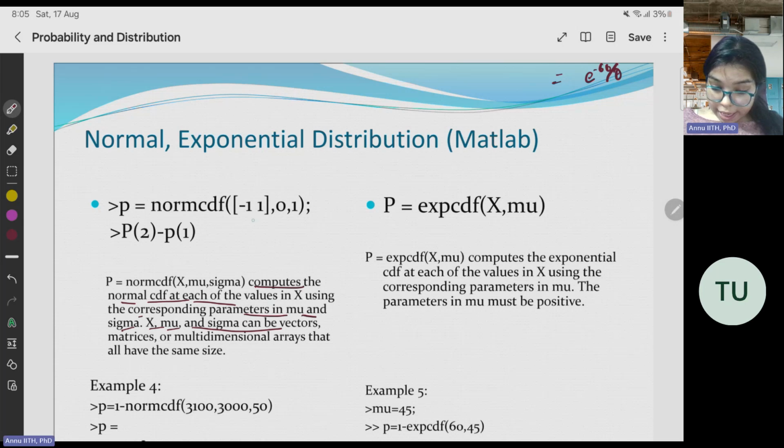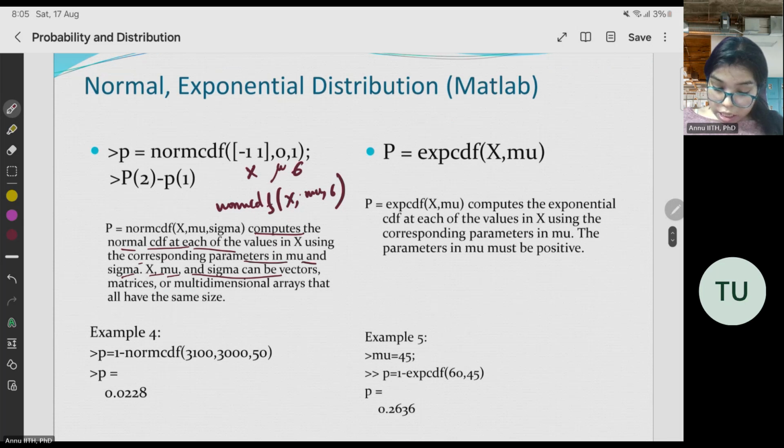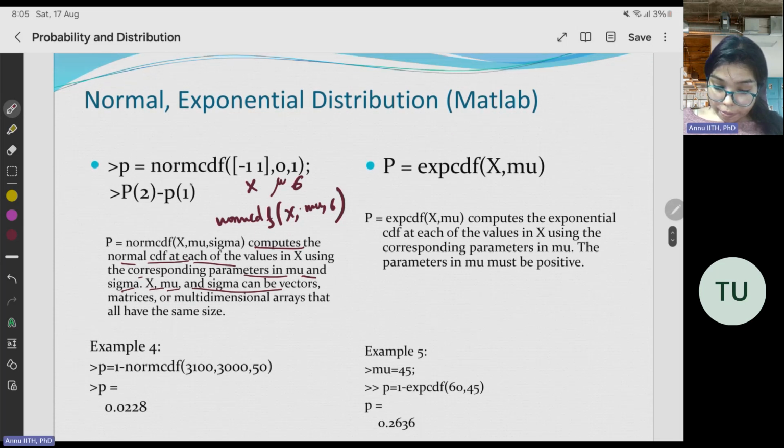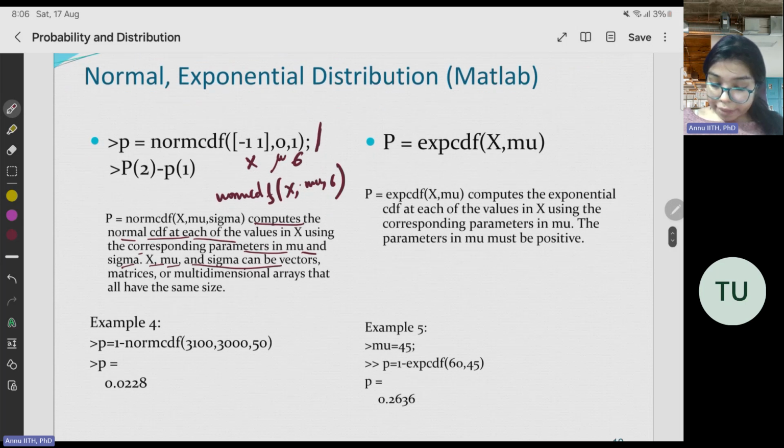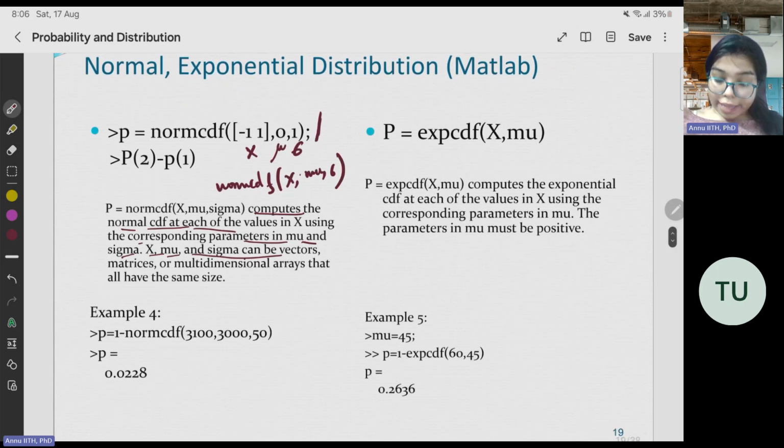This is normcdf of x, mu, sigma. Please solve it in MATLAB, but it will be like this. Since x can be multidimensional, and mu can be multidimensional because it is a random variable, from minus 1 to 1, and what will be the mu and sigma, this is a normal distribution.